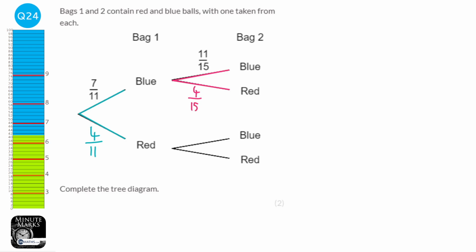And we've got the final section down here. Now, this final section, we haven't got any fractions for, but bag 2 is independent to bag 1. So bag 2 is just sitting there ready to be picked after we pick bag 1. So the probability is going to be exactly the same as the ones at the top.